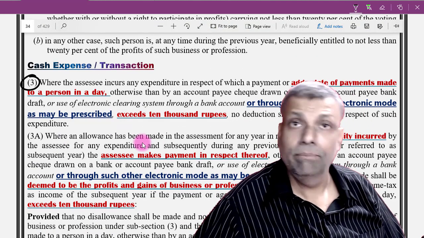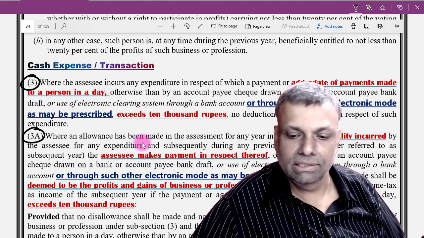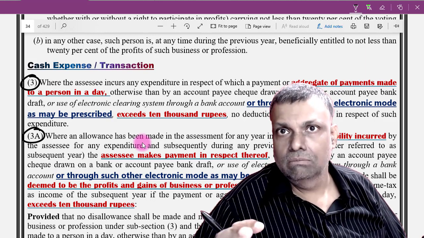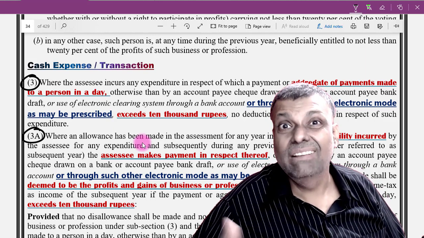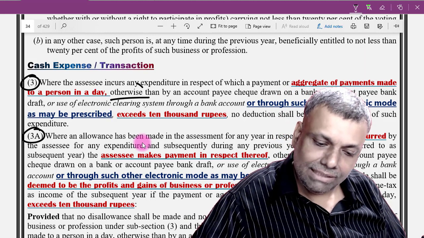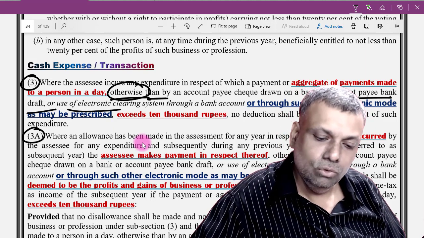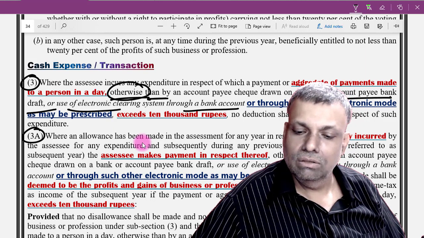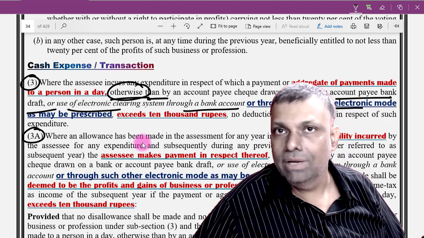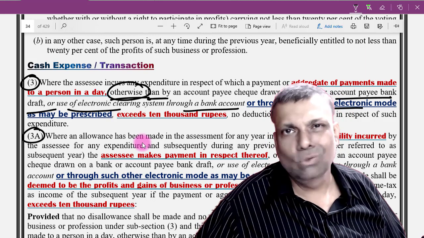provision. Sub-clause 3, and read with sub-clause 3A. Two of the sections together we have to study and understand. If there are any cash transactions, and I'm using a very generic language when I say cash transaction, technically the law says if you are doing any transaction otherwise than by account payee cheque, use of electronic clearing system through a bank account, or through other electronic modes as may be prescribed.